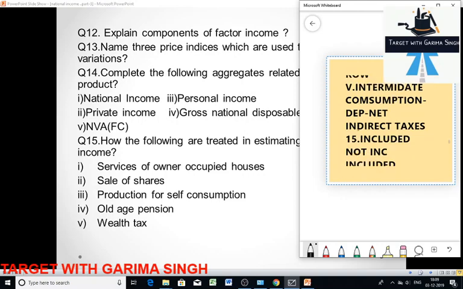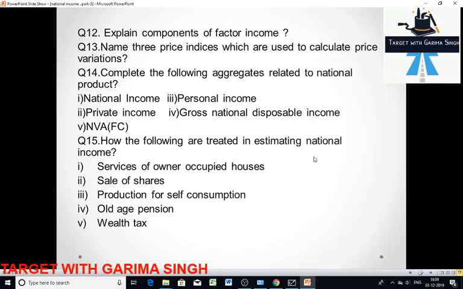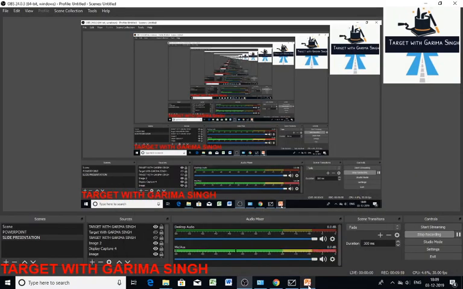Now we move on to the 15th question. How are the following treated in estimating national income? Why do we calculate national income? How do we treat the following given items? Just justify it. So how do we calculate it?